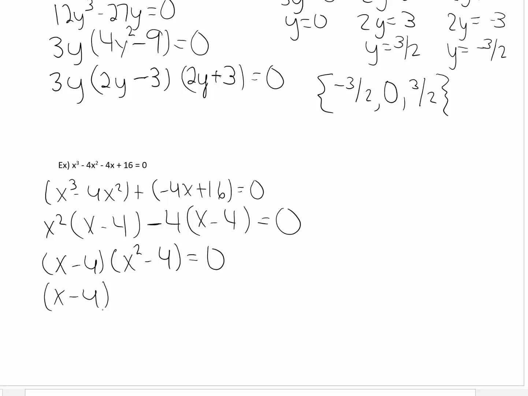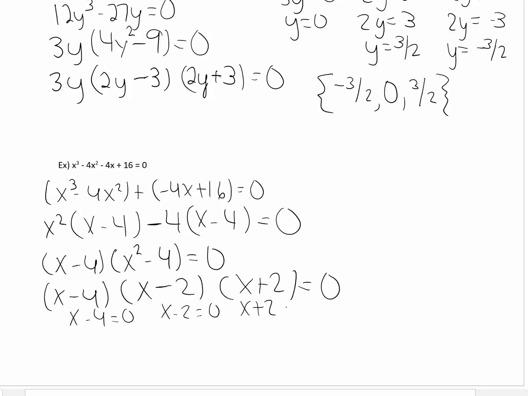So I'll rewrite the x minus 4. Square root of x squared is x and x. Square root of 4 is 2. Remember, with a difference of 2 squares, one is negative, the other one is positive. Set each factor that contains a variable equal to 0. So here I get 4, 2, and negative 2.